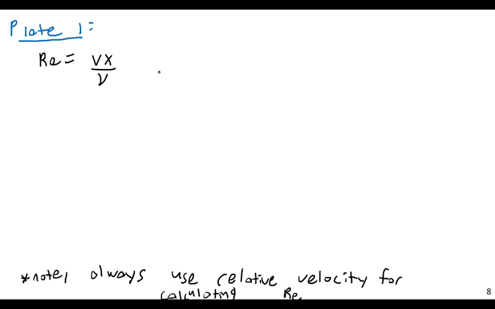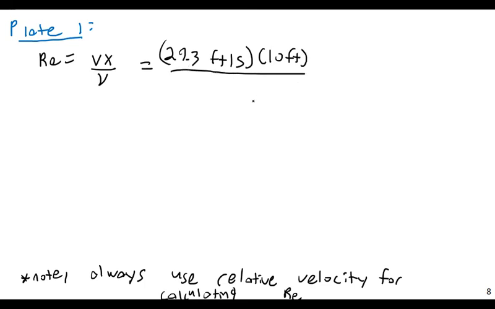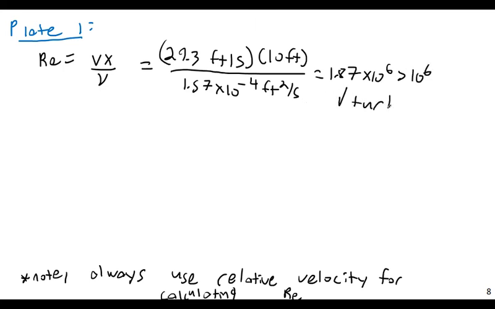So Vx divided by nu, this is going to be 29.3 feet per second times a length of 10 feet divided by our kinematic viscosity of 1.57 times 10 to the negative 4 feet squared per second. And this comes to 1.87 times 10 to the 6th, which will indeed be greater than 10 to the 6th. So yes, this is turbulent. So we can use our equations for turbulent flow.